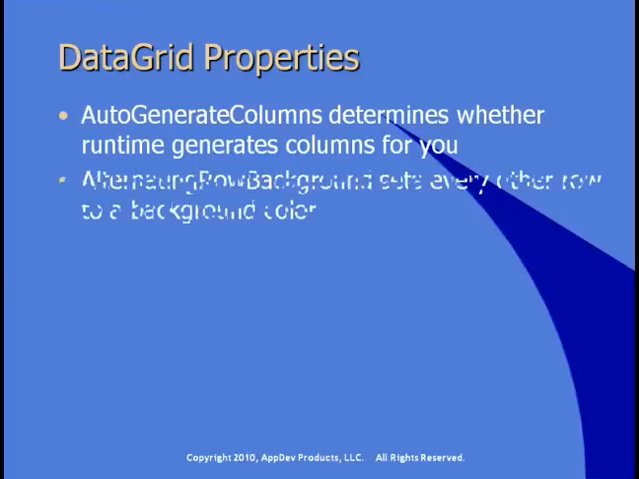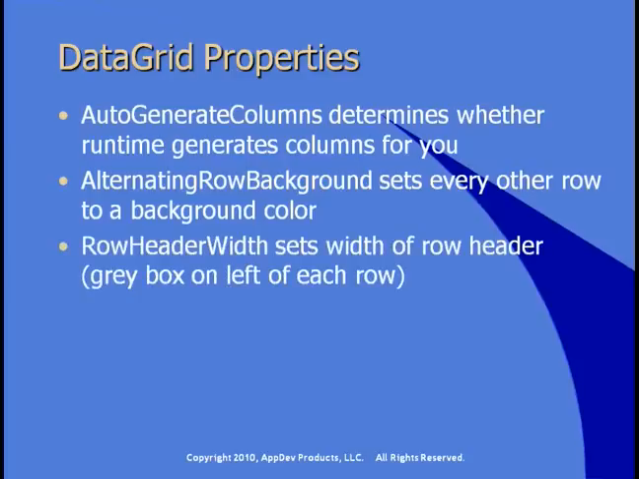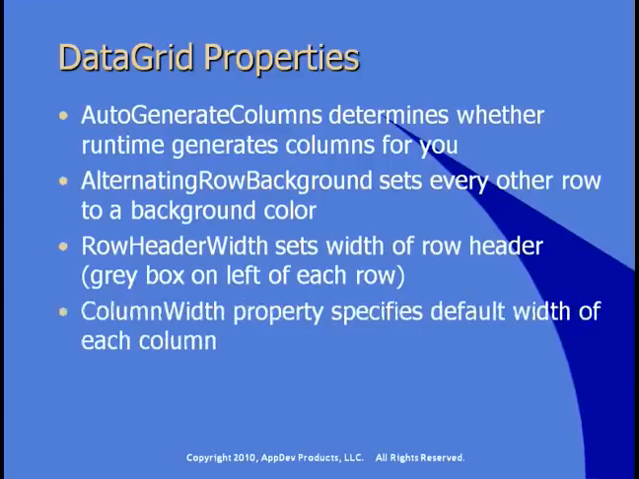You can set the alternating row background property and specify a color, so every other row is that color. You can control the width of the row header, and that's the box you click to select the row. Each column has a default width. If you want to increase or decrease it, then you can set the column width property.